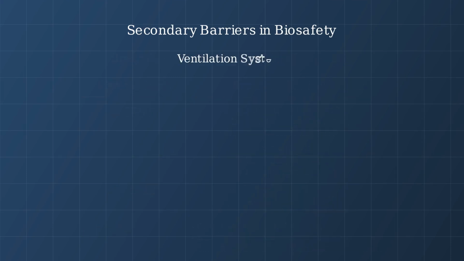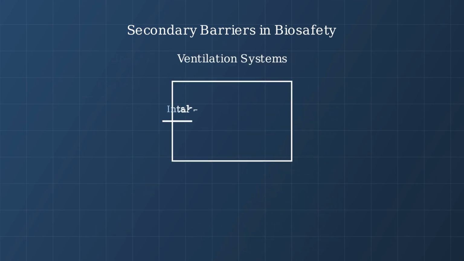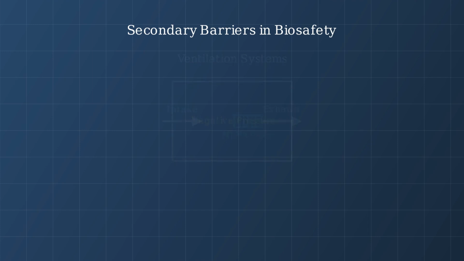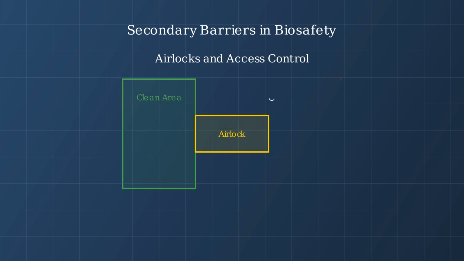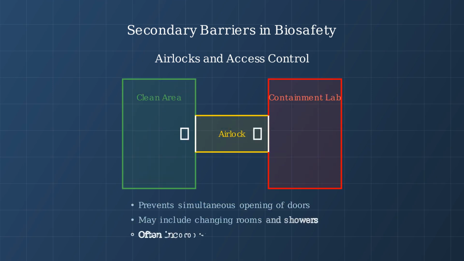Ventilation systems are critical secondary barriers, especially in higher biosafety levels. HEPA-filtered exhaust systems maintain negative air pressure, ensuring air flows into the lab rather than out, trapping potentially dangerous particles. Airlocks create transition spaces between laboratory zones. They prevent simultaneous opening of doors, maintain pressure differentials, and may include changing areas and decontamination showers. Access control systems restrict entry to authorized personnel only.